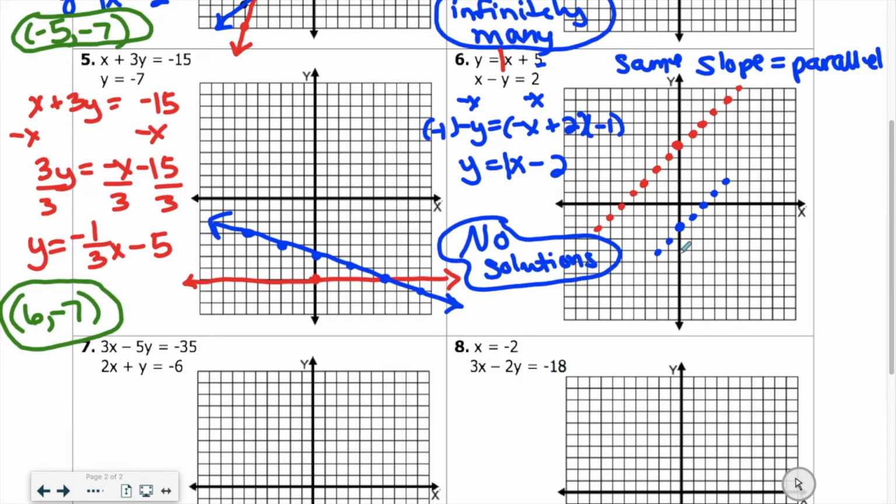Okay, so if we actually made this line, it would be like this for 1. And the red one would be the same thing. And they'll never touch. So there's no solution. The solution's only when they intersect, and there's no intersection. So there would be no solutions for number 6.